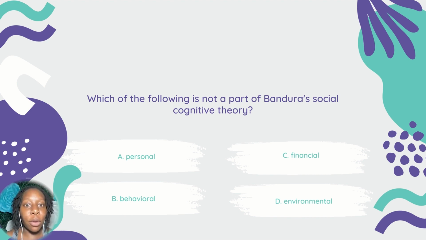But without further ado, the correct answer is financial. If you think about social cognitive, what does money have anything to do with anything? Absolutely nothing when it comes to social cognitive theory. Personal, behavior, environmental, those are the things that impact someone's social cognitive development.